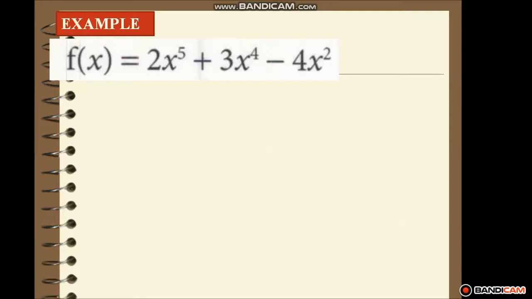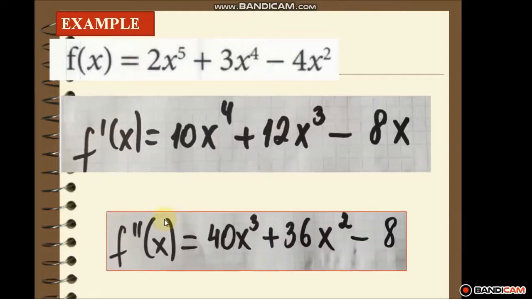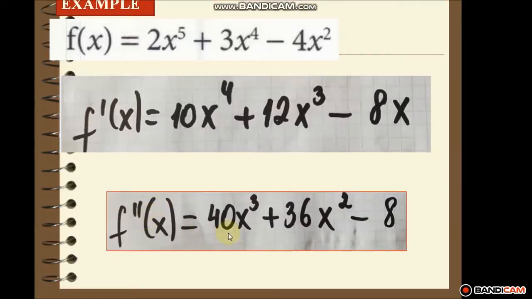Let's solve another example. f of x is equal to x to the power of 5 plus 3x to the power of 4 minus 4x squared. At first find the first derivative. This one will be 5x to the power of 4 plus 12x to the power of 3 minus 8x. And from this one we can find the second derivative. The second derivative will be 20x to the power of 3 plus 36x squared minus 8. This one is our answer.